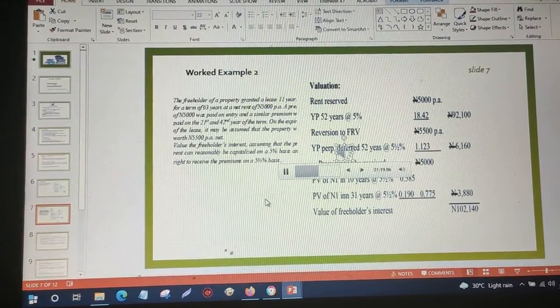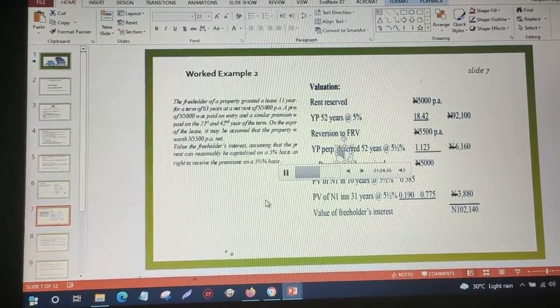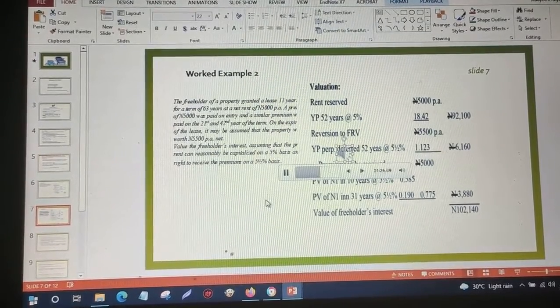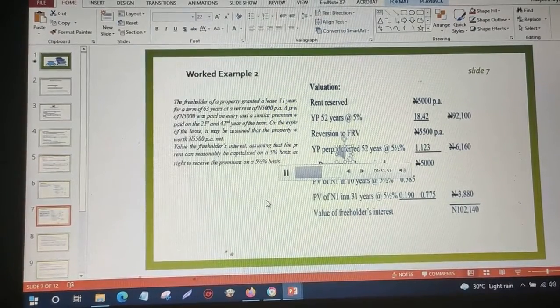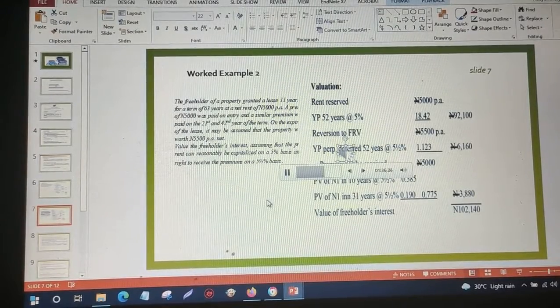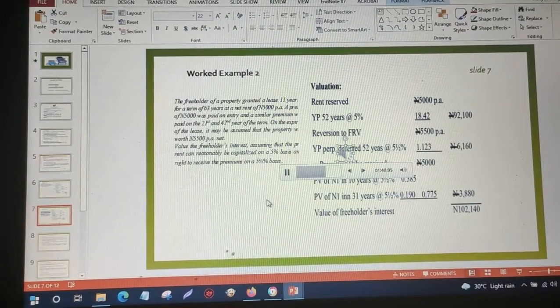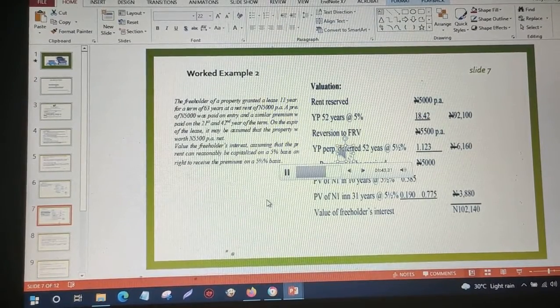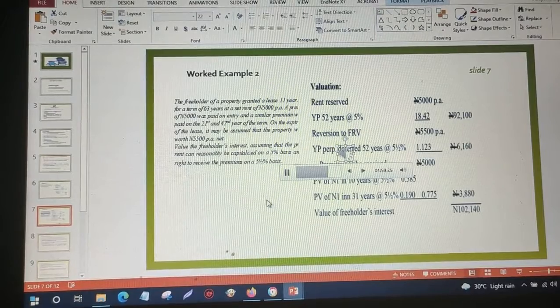So you can see the rent reserved is 5,000 naira. YP 52 years at whatever rate you think is appropriate. Then reversion to full rental value. Remember, you are valuing the freeholder's interest. Then YP deferred, because there is a reversion to perpetuity, it's a freeholder, but you have to defer for 52 years, which is the unexpired term, at an appropriate rate, which is going to be slightly higher than the first rate up there because of the risk premium.